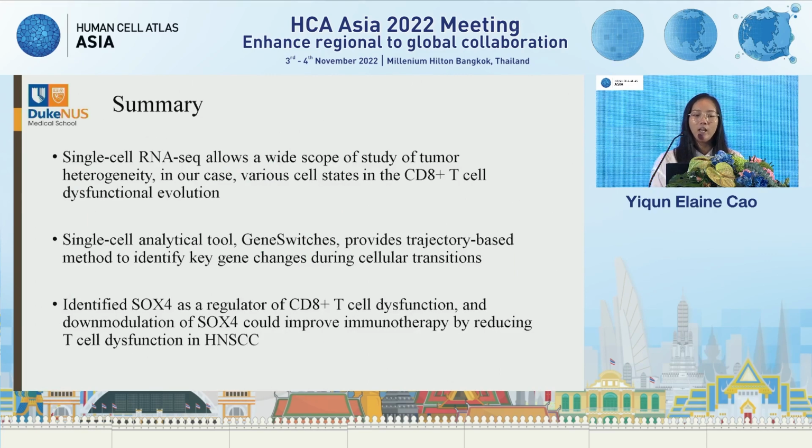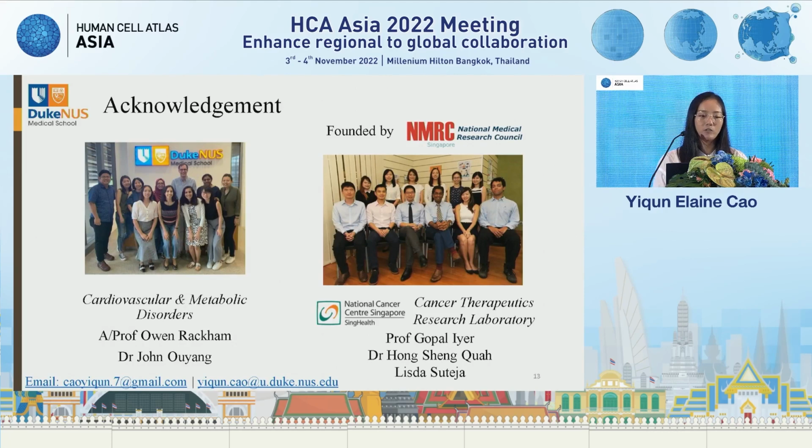So in summary, single-cell data allows us to identify the heterogeneity of cell states in T-cell dysfunctional evolution, and we developed a computational tool, GeneSwitches, to identify the key gene changes during cellular transitions. And importantly, we identified a regulator, SOX4, whose down modulation could improve immunotherapy by reducing T-cell dysfunction in head and neck cancer.